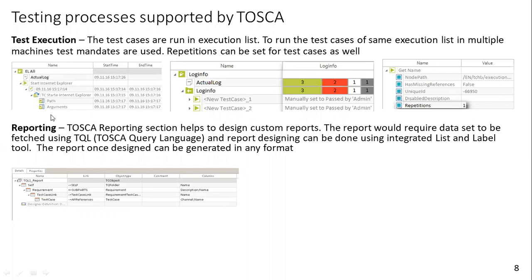Now, if I go to the reporting section of Tosca, you can create reports and use them for any execution list or anything. But in order to create a report, you need to understand Tosca Query Language, because it allows you to create a data set, and the reports will be created on top of that data set. The reports are created by the List and Label tool, which is integrated within Tosca. You can download the report in multiple formats like PDF, Excel, and Word document.